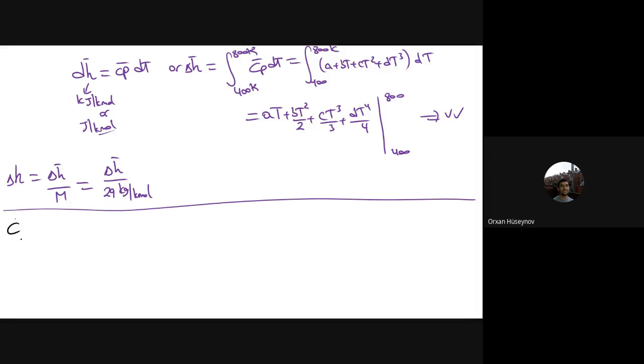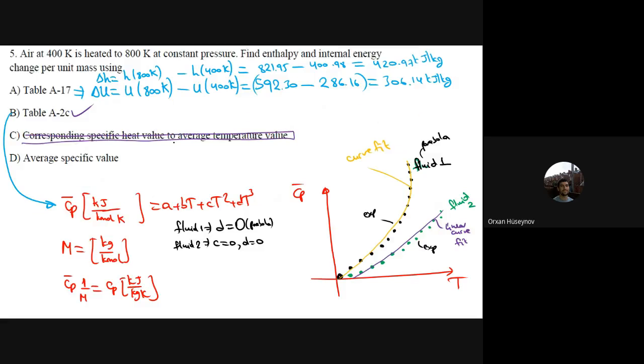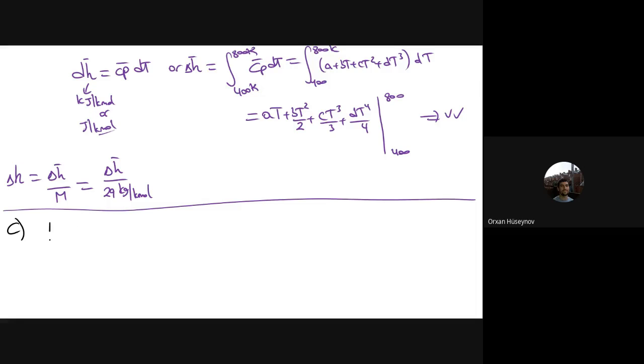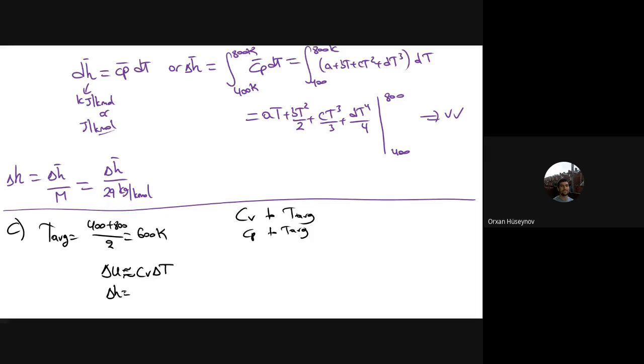So part C. I should find the specific heat values corresponding to the average temperature. The average temperature is 400 plus 800 divided by 2, which makes 600 Kelvin. I should find Cv at T average and Cp at T average. Then delta U will be approximately Cv times delta T, and delta H will be approximately Cp times delta T. That one will be Cv, and that one will be Cp.